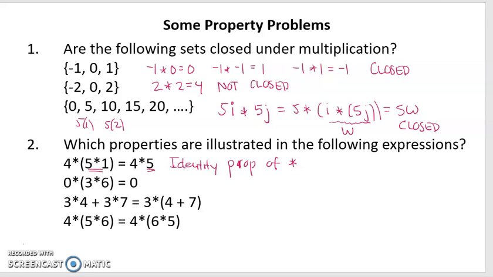0 times 3 times 6. Well, you say it kind of looks like it should be associative, but what it says, that equals 0. 0 times anything equals 0. That is the 0 property of multiplication.